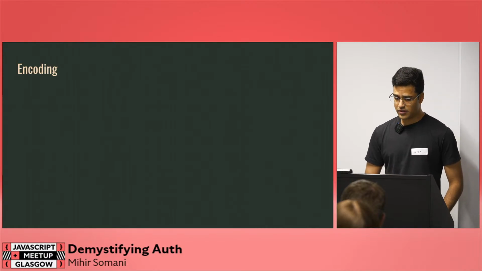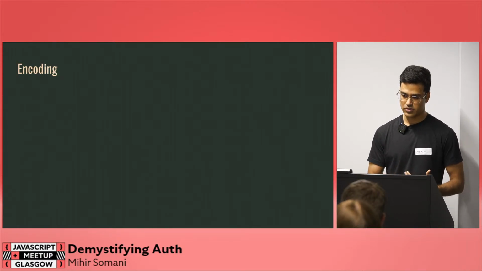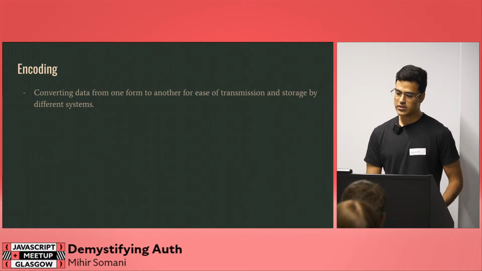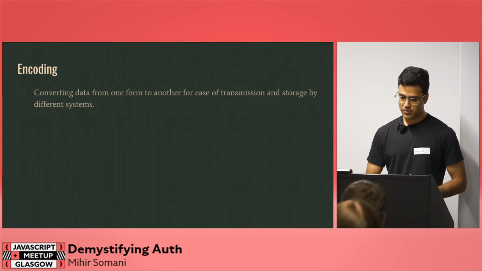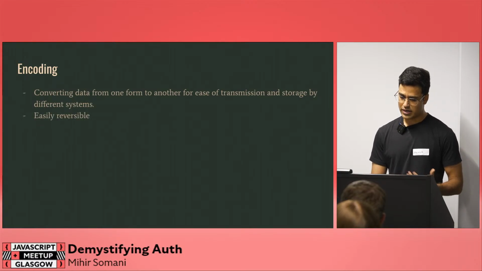Yeah, and the third and last thing I want to talk about as important concepts is encoding. Again, they start to sound similar, but I want to call out the distinction early on because they're going to come together at the end of the talk. So encoding is a form of transformation of data from one form to another. But in this case, it's to make it easier to transmit and store, mostly because different systems have different ways of talking to each other. So you encode the data into a different form to make it easier for that system to understand what you're sending. And it's easily reversible.